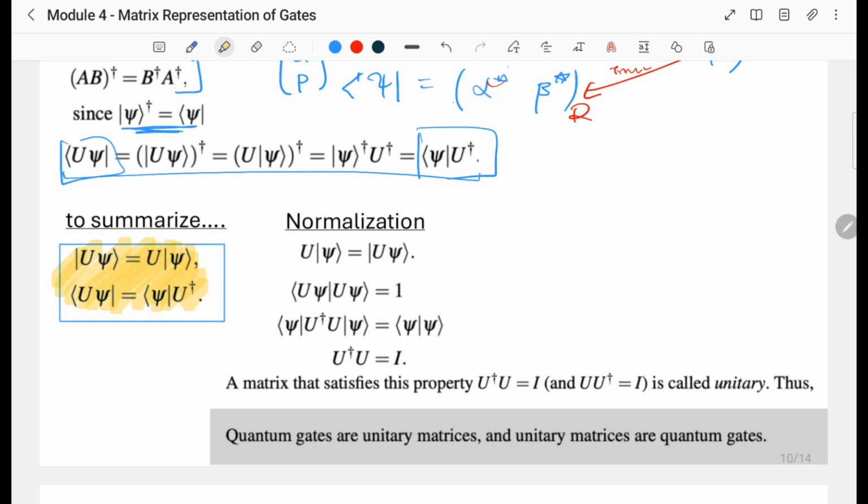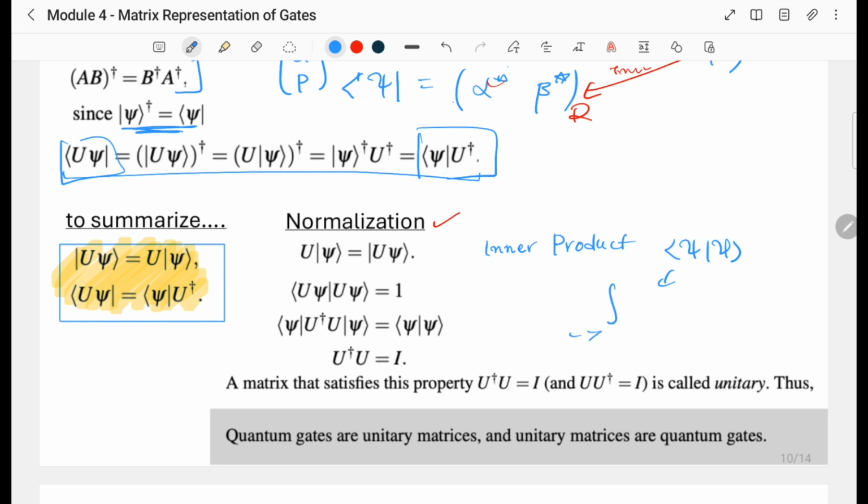Did we forget about anything? Normalization. We know that the quantum gates are themselves normalized, and this can be simply proved if we take the inner product, because that is what we do to normalize any given quantum state psi. We take the inner product of psi.